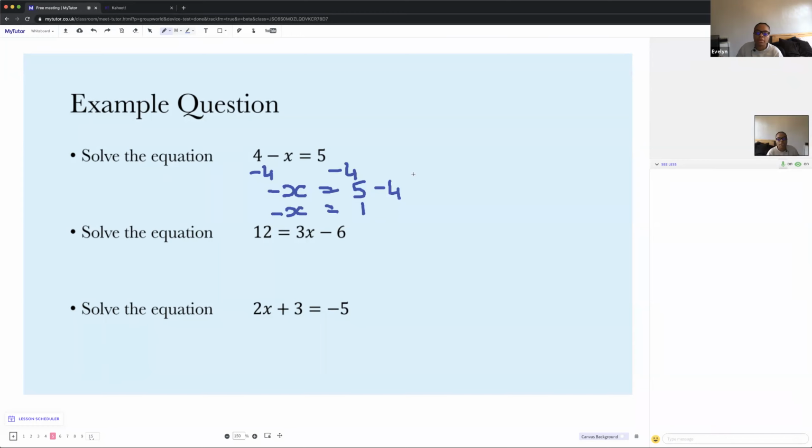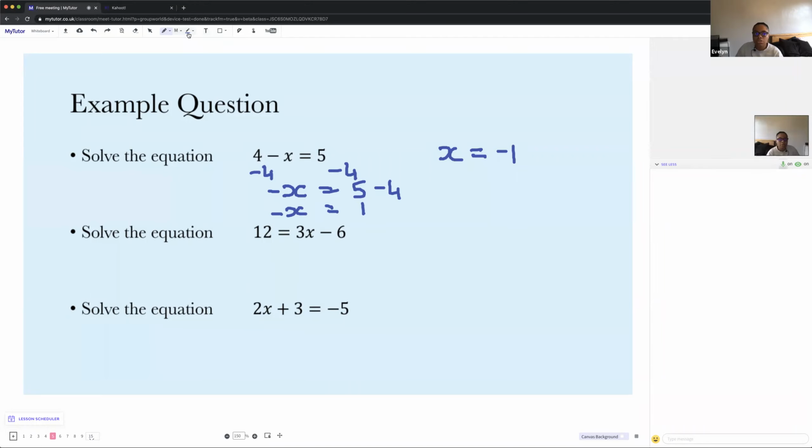Now remember, when you're solving, you don't want to work out what minus x is. You want to work out what is x. So if minus x is equal to 1, then x is equal to minus 1. Okay, so hopefully that makes sense.